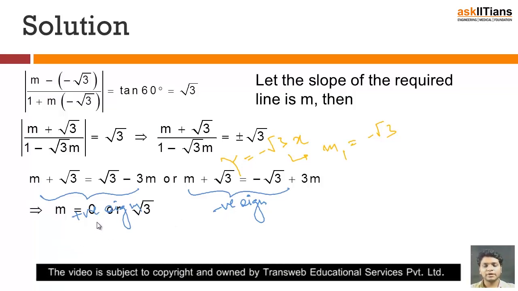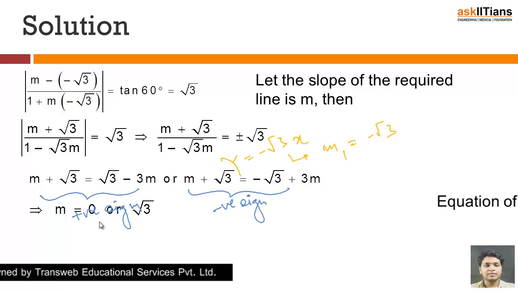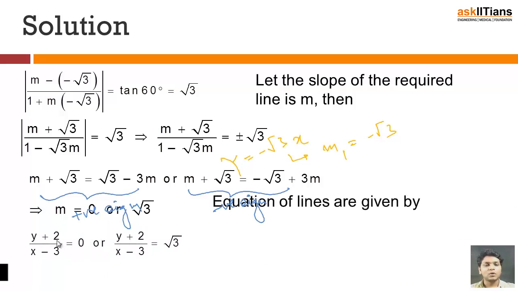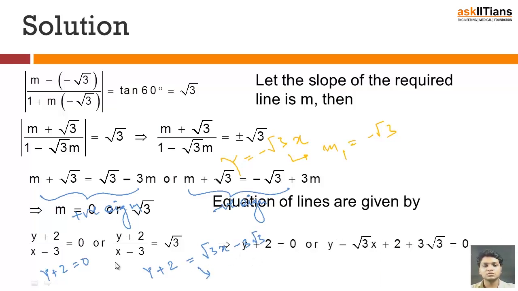So we have a fixed point and the fixed slope, so I can define the line by using the method (y plus 2) upon (x minus 3). In the first case it will be equal to 0. In the second, (y plus 2) upon (x minus 3) equal to root 3. This can be written as y plus 2 equal to 0, and this will be written as y plus 2 equals root 3 x minus 3 root 3. Transposing everything to the left hand side, this will be the final format of the equations. The first one is y plus 2 equal to 0, and the second one is y minus root 3 x plus 2 plus 3 root 3 equal to 0.